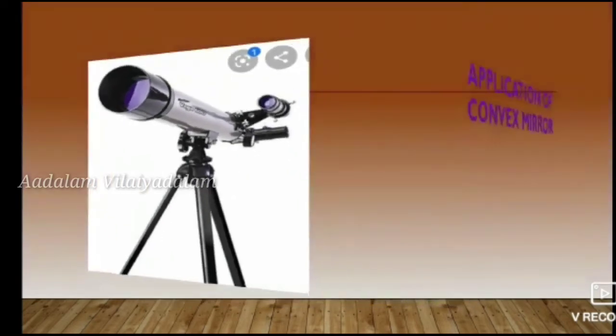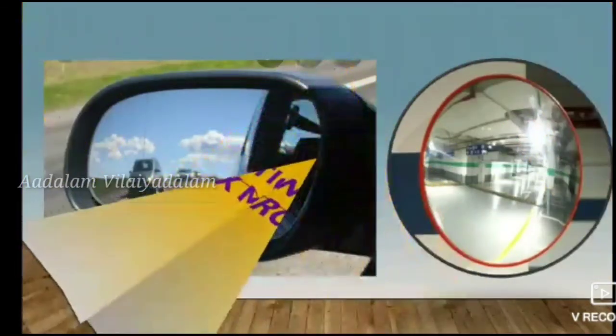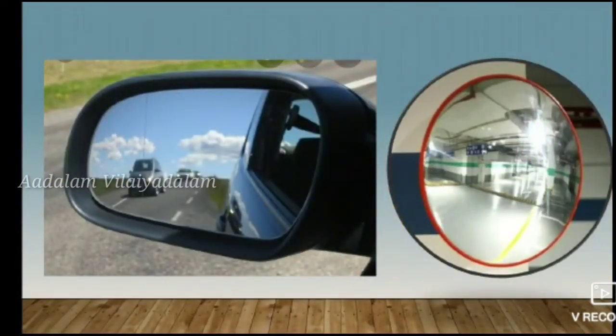And next are the applications of the convex mirror. Convex mirrors are used in vehicles, and they give upright images, so that the rear view can be seen in the convex mirror used in the vehicles.